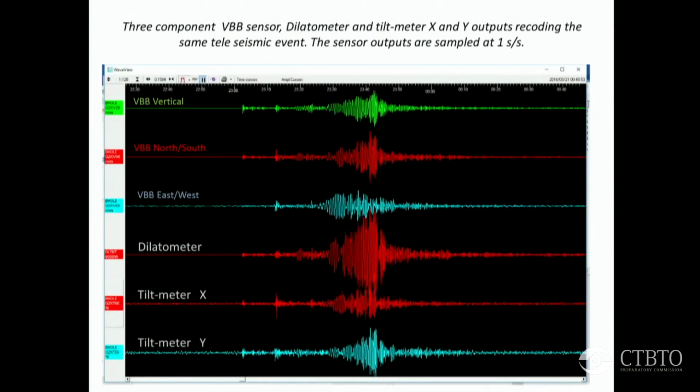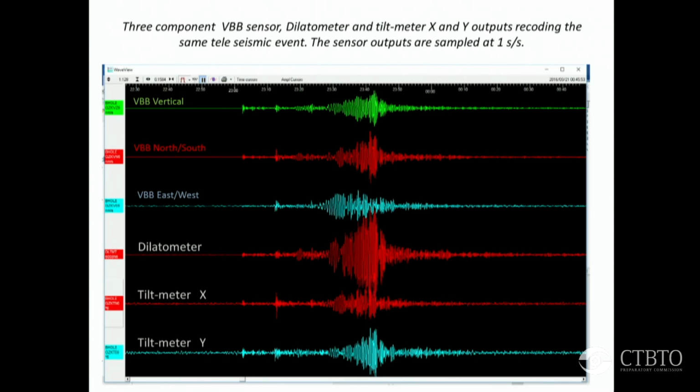Now, I thought I should also show some traces of seismic information. If you look at the vertical, north-south, east-west from a broadband sensor, these are reasonably small signals, distant events. But here's the dilatometer. The onset, the arrival of the actual signals is clearly there, including the tilt meters. This is the X and Y tilt meter.